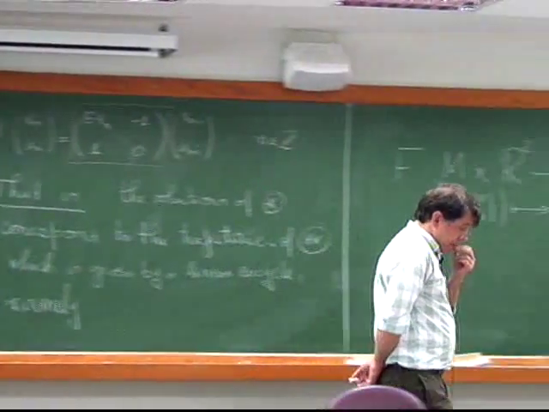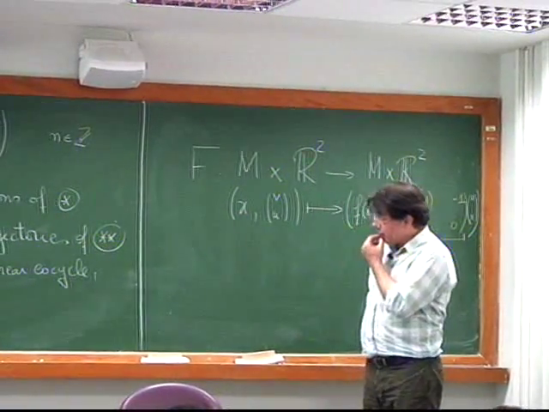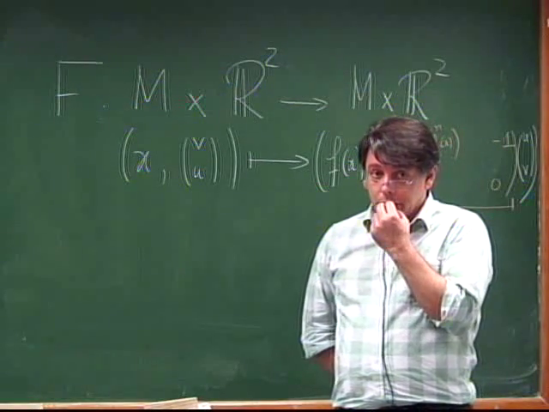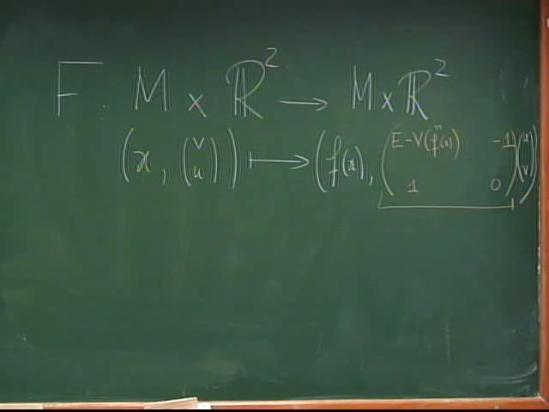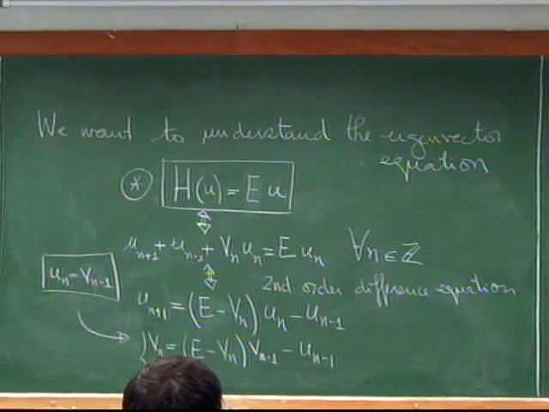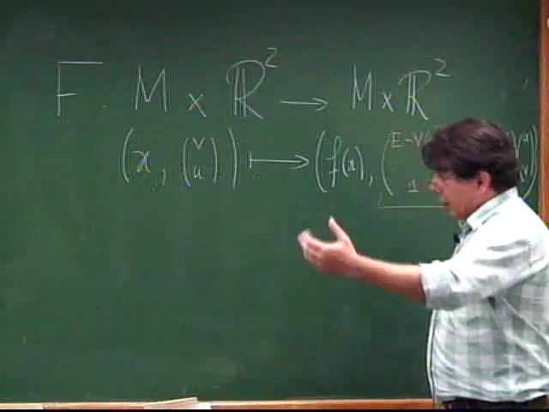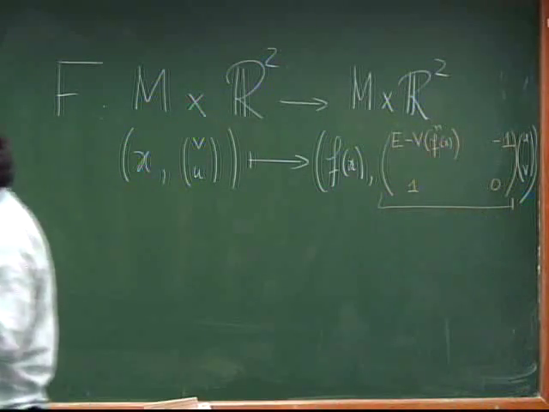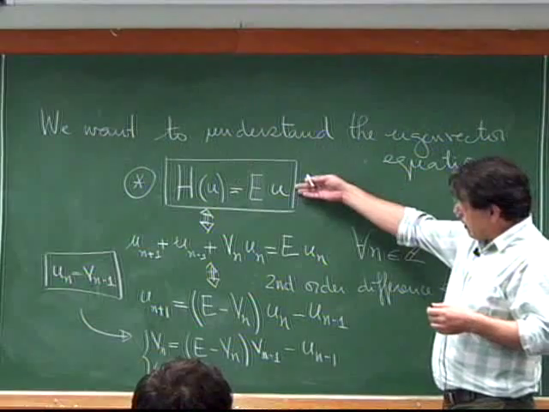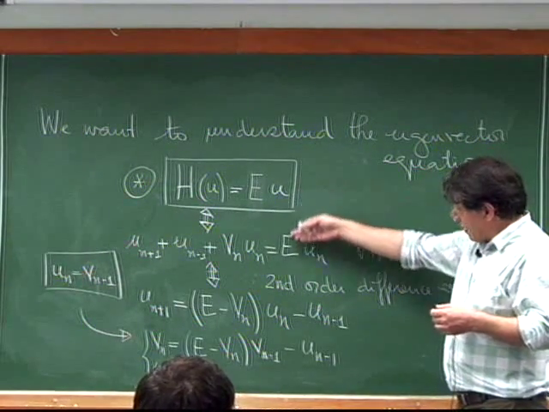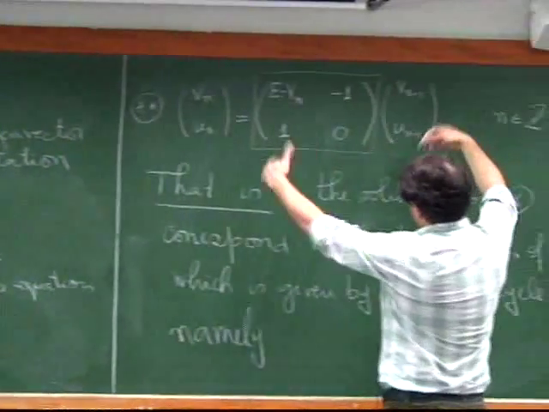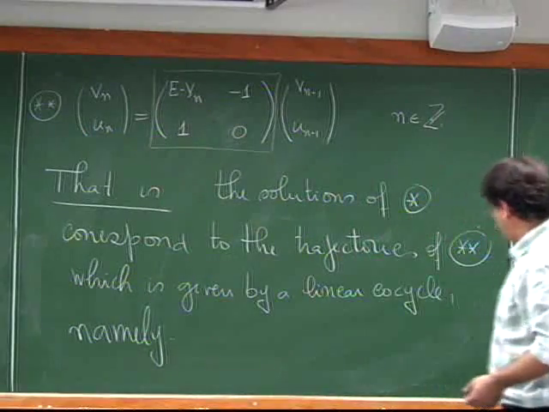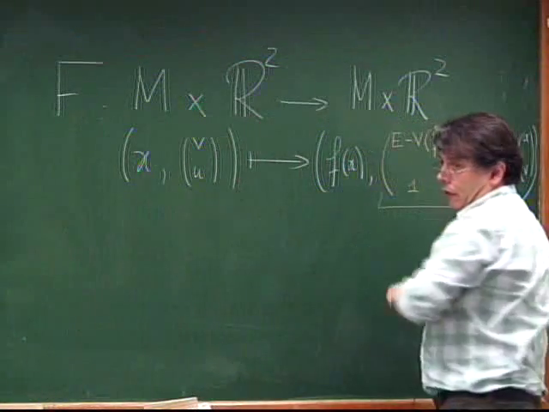So maybe you are not impressed by what I achieved here, but I want you to be impressed. I started with an equation in spectral theory. We want to find the eigenvalues of this linear operator and the eigenvectors. And I told you that if you want to find, say, the eigenvectors, that's the same thing as calculating the trajectories given by this iterating procedure, which is just this linear cocycle.